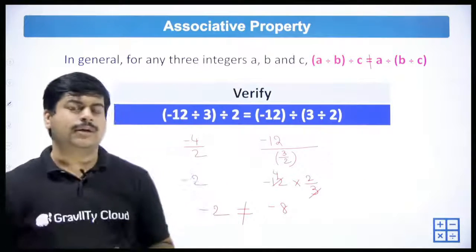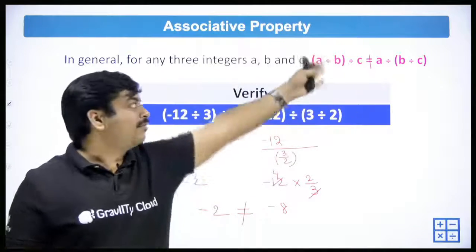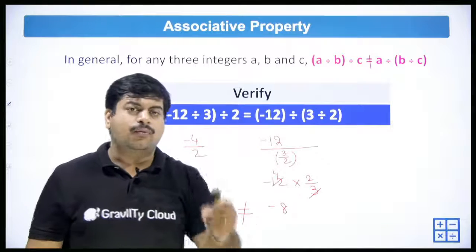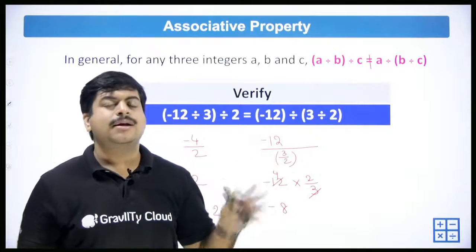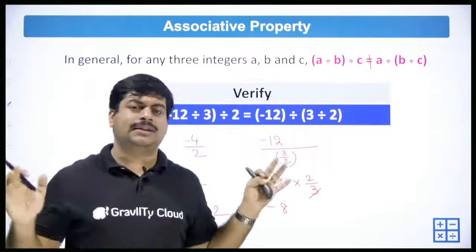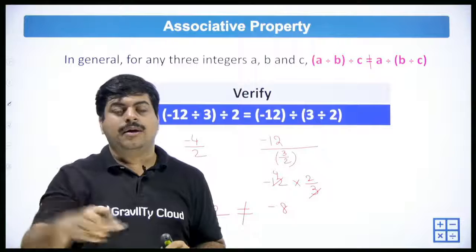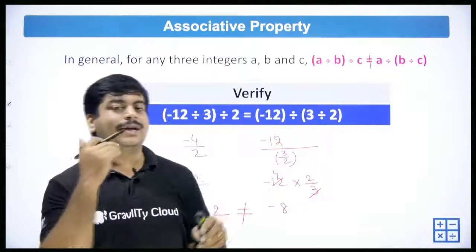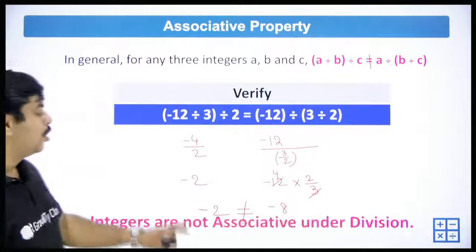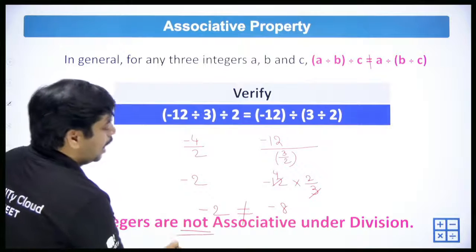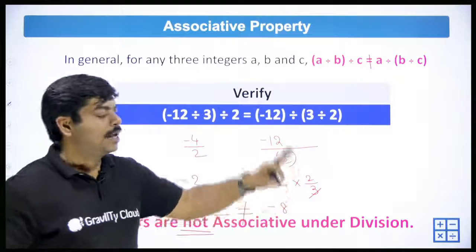And you may ask me one question. Sir, you took some values and it's not satisfied, but I will take other values of A, B, C such that this is valid. Okay, you can take, but once for one set of numbers, if it is not valid, it is not valid throughout. If it is true, it should be true for every case. It should not be true only for specific cases. But here you can see that it is not valid. So it is enough to give the statement that it is not associative. Integers are not associative under division, right?